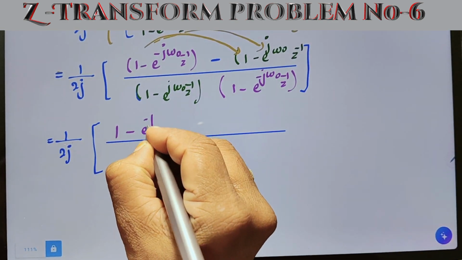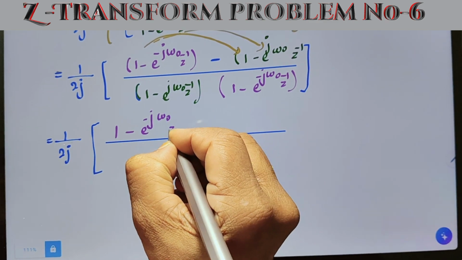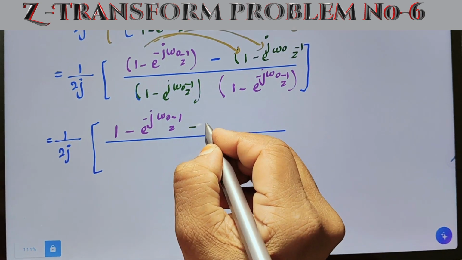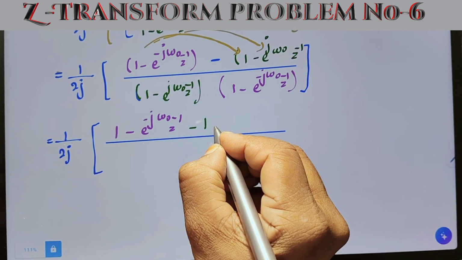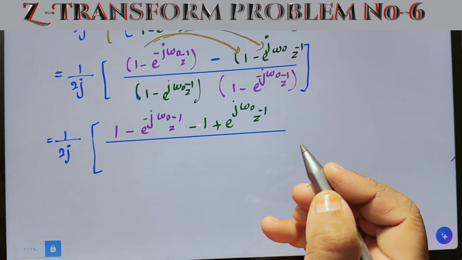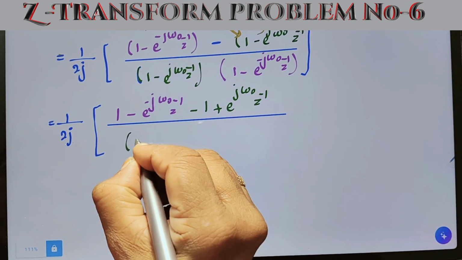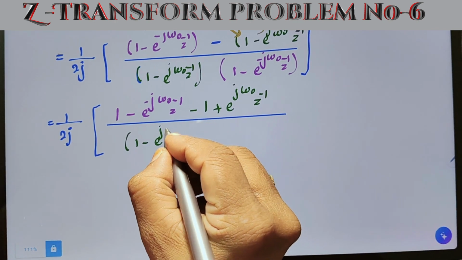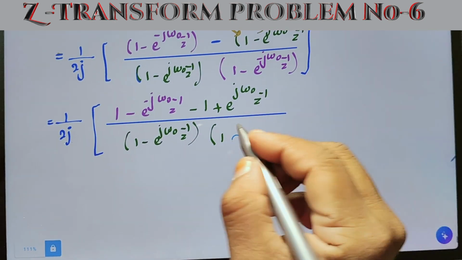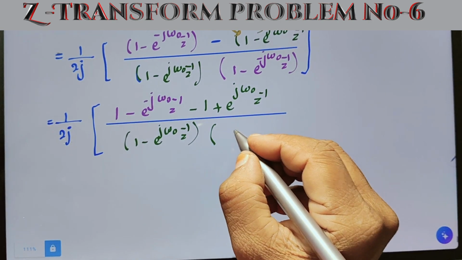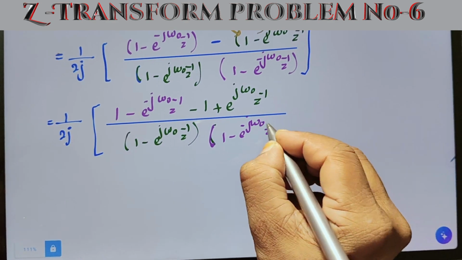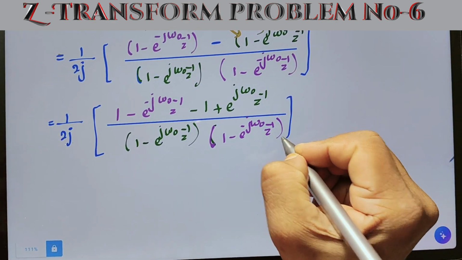Minus e power minus j omega naught into z power minus 1. Next, minus 1 and plus e power plus j omega naught into z power minus 1. For the denominator term, same: 1 minus e power j omega naught into z power minus 1, and 1, and here 1 minus e power minus j omega naught into z power minus 1. Then close the bracket.